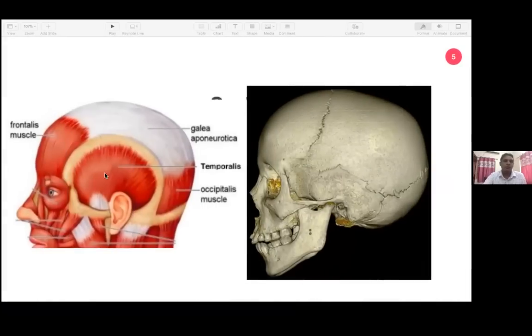Now, we were already saying that this is the frontalis belly and this is the occipitalis belly, and these are connected by the galea aponeurotica. Okay, this is the scalp here. And this is the fan-shaped muscle, the temporalis muscle, and we are going to harvest the temporalis fascia over this in a tympanomastoid surgery.